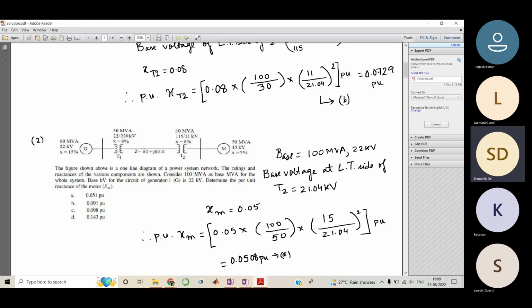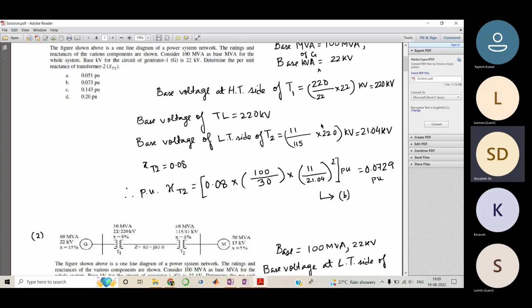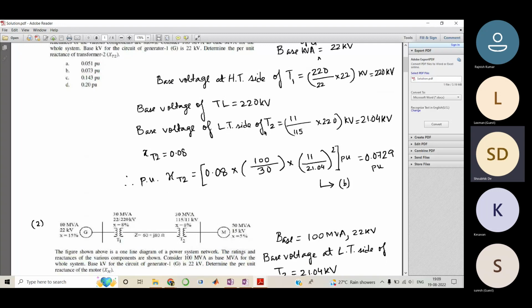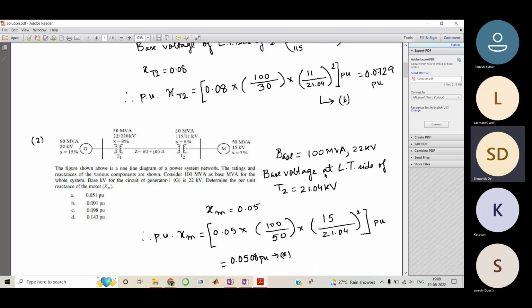So the next problem is also the same, but they have asked us to calculate the per unit reactance of the motor. So it is exactly the same. Everything is the same. From the above problem, we calculated that the base voltage of the LT side of transformer 2 was 21.04. Since the motor is connected to the lower voltage side of this transformer 2, this information is useful here, which is 21.04, and the reactance of the motor is 0.05.